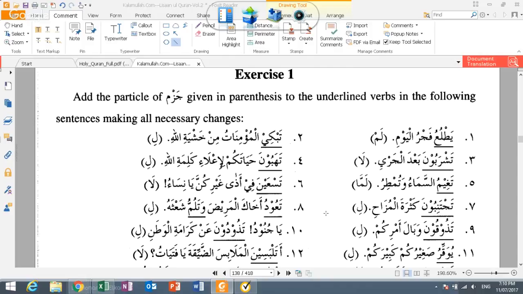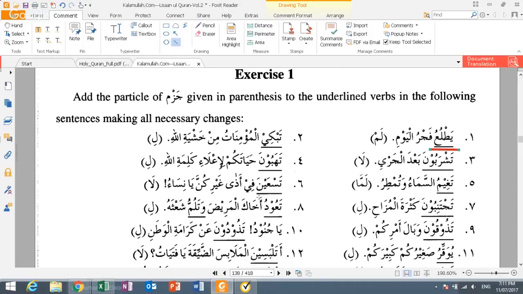So lam yatlu'u fajra. Lam yatlu'u. Okay, no, there is no alif lam. Okay, this is fine, lam yatlu'u fajral yawm. Let's say if it is al-fajr, for example, lam yatlu'i l-fajr. Okay, so this one is done. I put only a few, just to make sure that we have done this one.